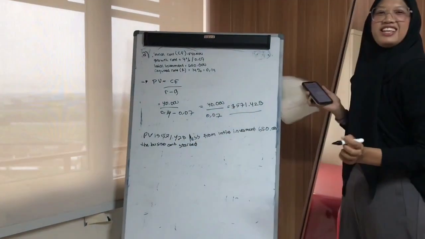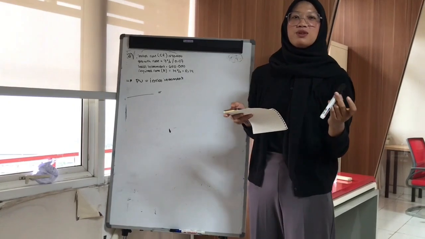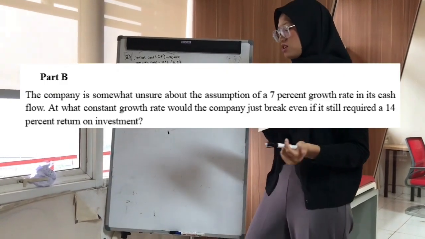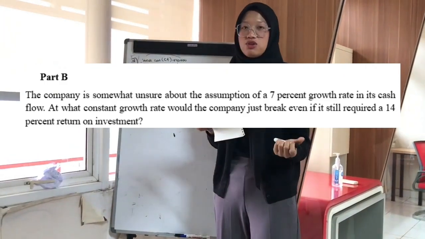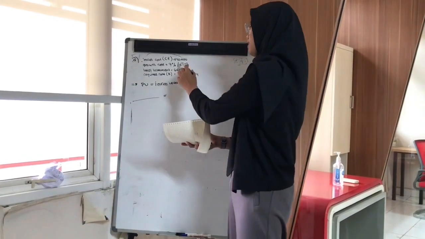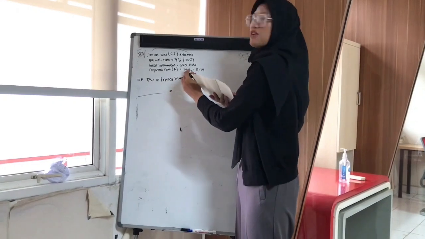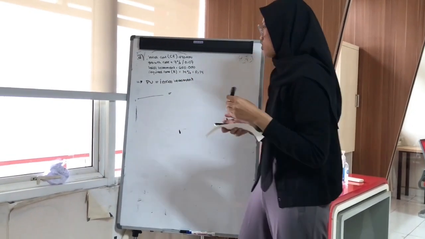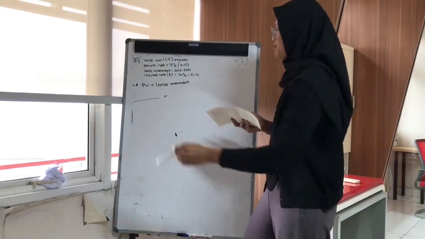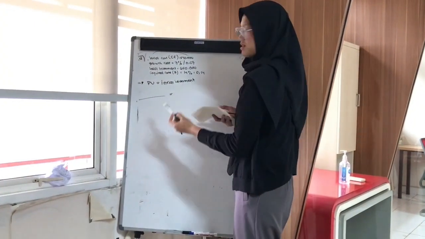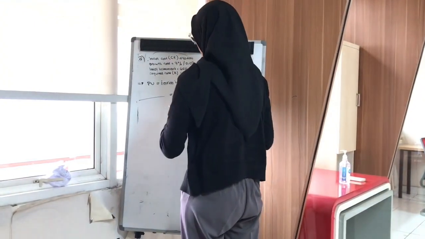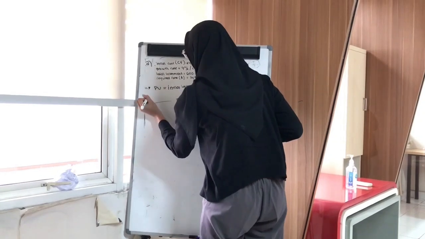Okay, thank you. So guys, we move to the point B. Actually, point B explains that they are not sure about the growth rate of 7%, but they still need the required rate of 14%. So we know that PV is equal to the initial investment. So we rewrite all of them.